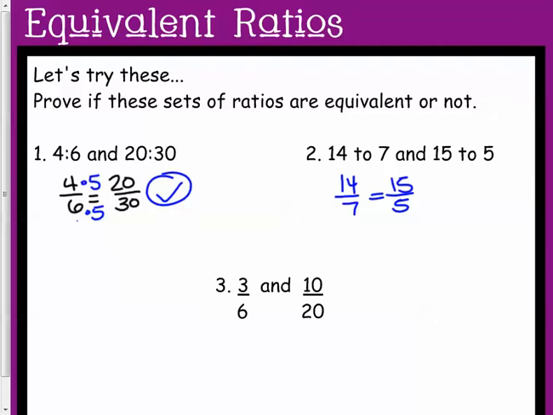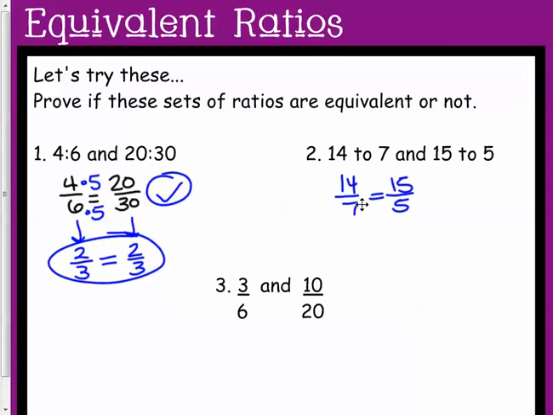You can also simplify these two if you wanted to. 4/6 could become 2/3, and 20 over 30 also is 2/3, so they're equal. Either way works. So either simplify them or try to find if they're equal to one another by using multiplication or division.